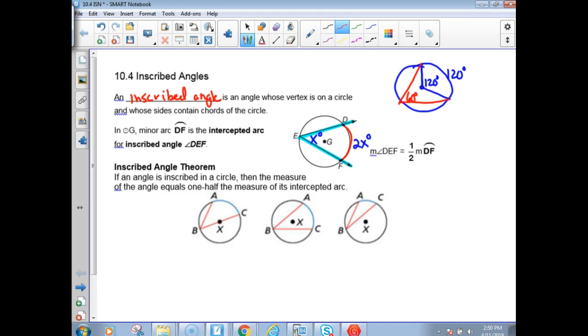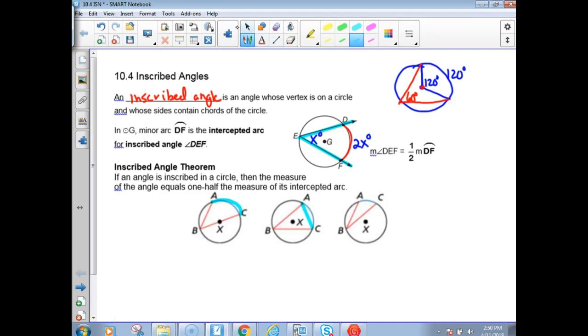This one has its vertex at the center. The central angle is equal to the measure of the arc it intercepts. The arc that this 120 angle intercepts is here. This angle is an inscribed angle. There's a different relationship. The inscribed angle is half the measure of the arc it intercepts. So these are all examples of inscribed angles that are intercepting the arc AC. This is the arc that's being intercepted on each one.